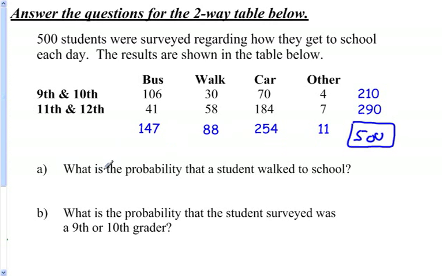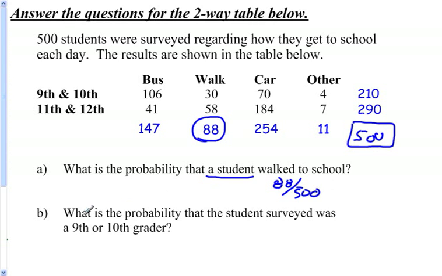So question A, what's the probability that a student walked to school? Well, it says a student, so this is all students we're referring to. We had 88 walkers out of 500 total students. So the probability that if I pick a random student they walked would be 88 out of 500.